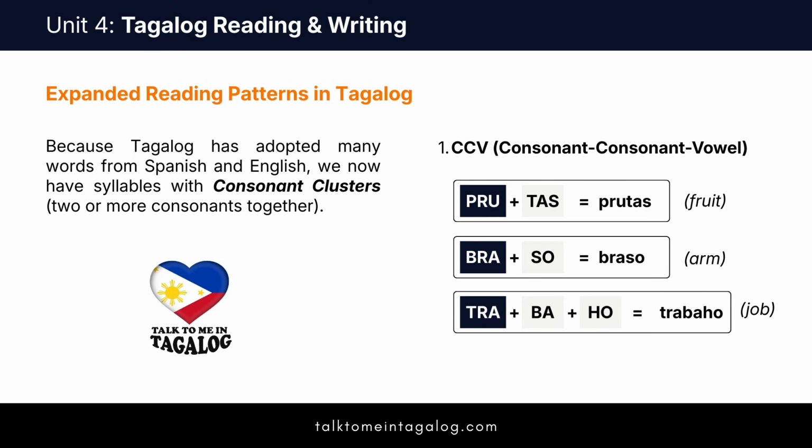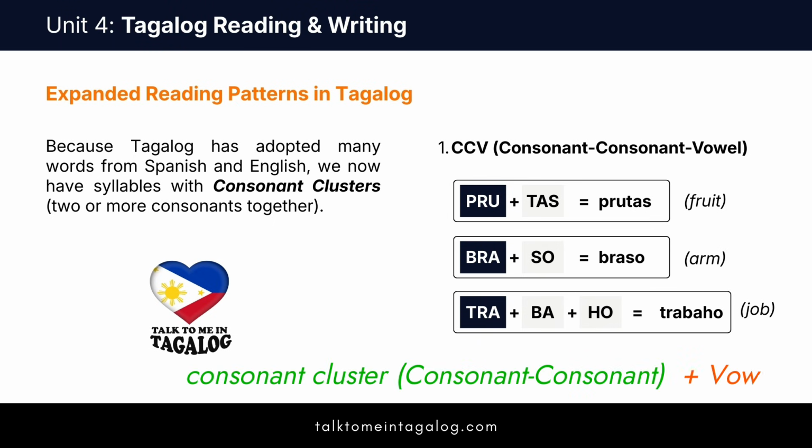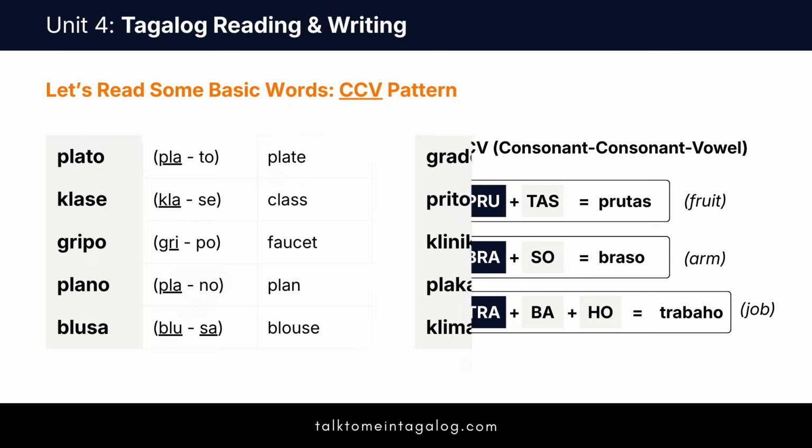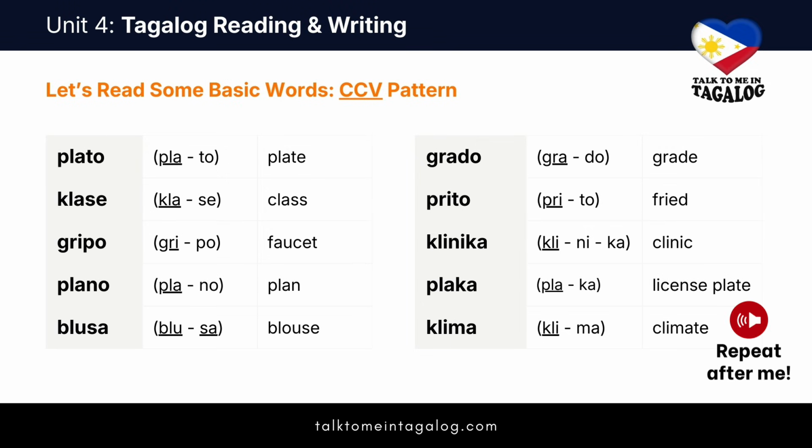Notice the pattern? The first consonant cluster combines with a vowel to form the first syllable. Once you identify the first cluster, the rest of the word follows the same rhythm. Just like before, you can mentally split the consonants to read the word accurately. Now, let's practice reading these words aloud, slowly, while paying attention to each syllable. Here are some CCV words.